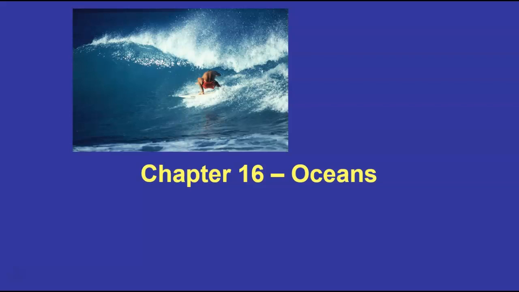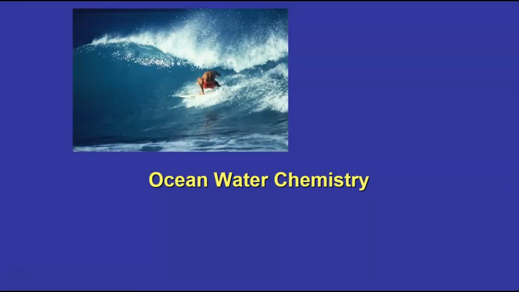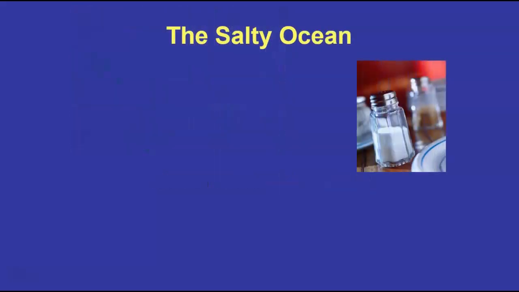So we're going to move on from the ocean floor today, and we're going to start taking a look at ocean water chemistry. All right, what does ocean water have in it? What is there other than H2O, which of course is water? What else is there in the ocean? And of course, the most obvious thing is that ocean water has salt in it, right? It's salty.